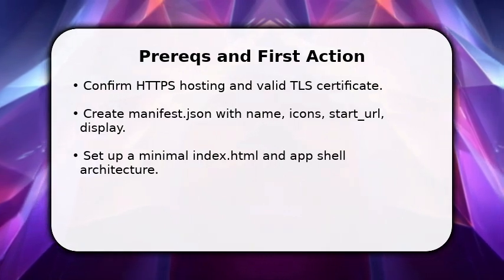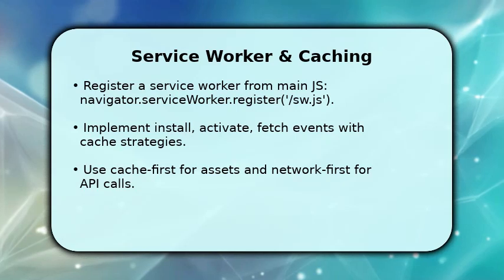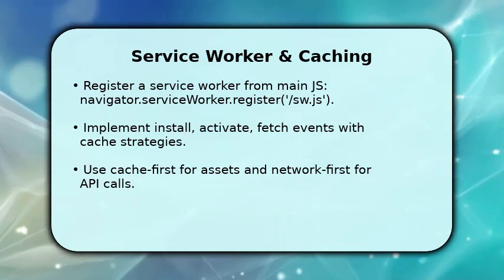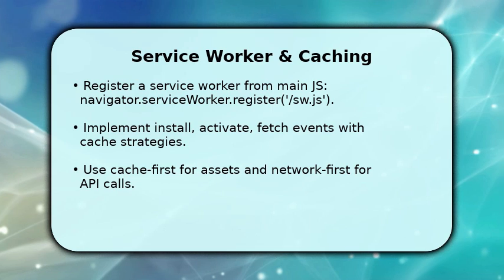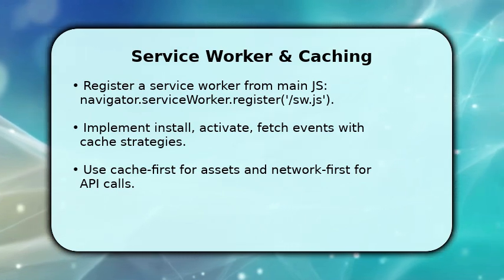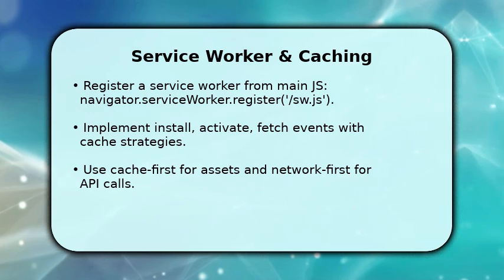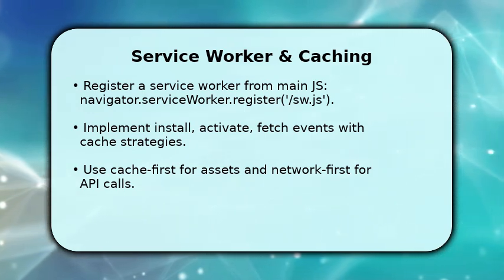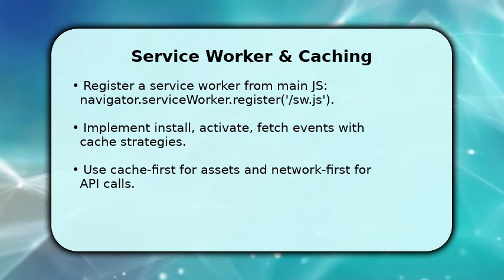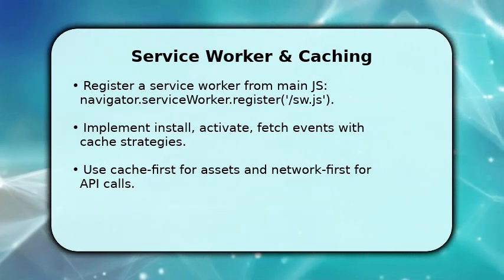You now implement the service worker, register it from your main script, and write sw.js with install, activate, and fetch handlers. During install, pre-cache the app shell and critical assets using caches.open and cache.addAll. Once done, handle activate to clean old caches and claim clients so updates apply.